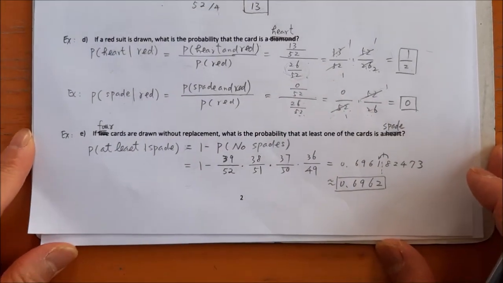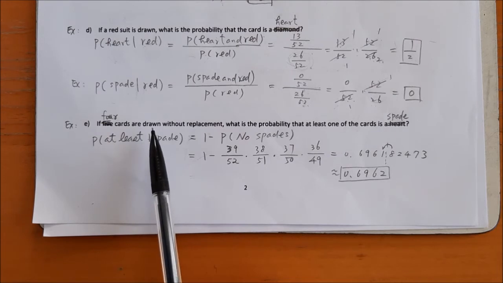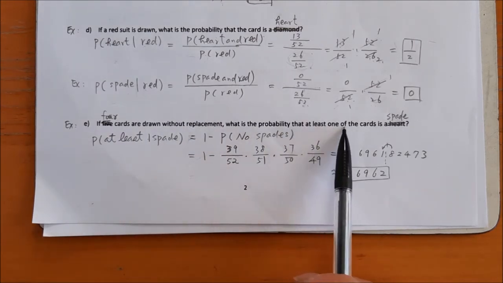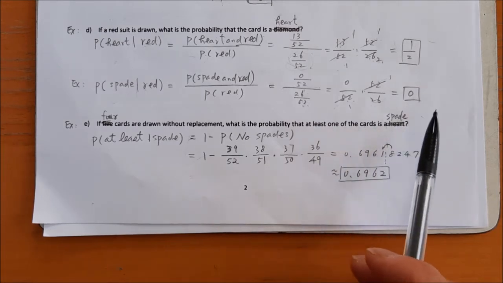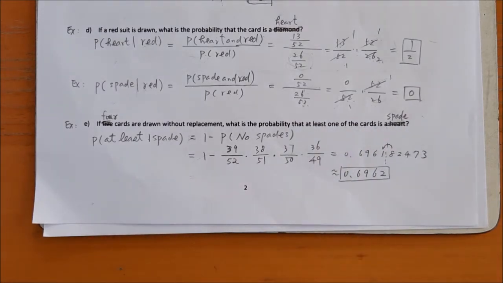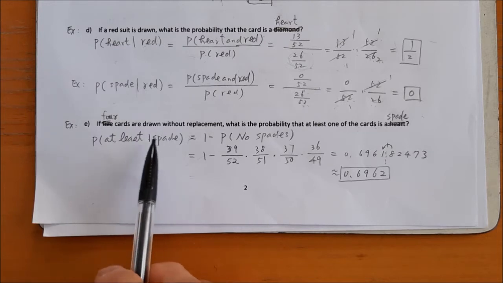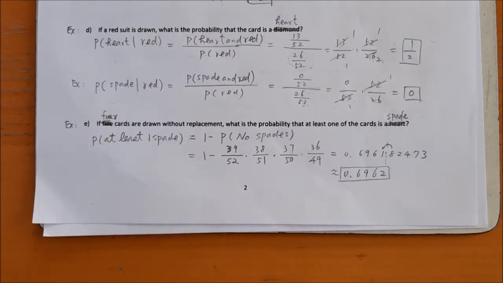E, if 4 cards are drawn without replacement, what is the probability that at least one of the cards is a spade? 4 cards are drawn, so at least one spade. We are looking for the probability of at least one spade card. That means you will get either 1 spade card, or 2 spade cards, or 3 spade cards, or 4 spade cards. So the total probability is 1 minus the probability of no spade card.